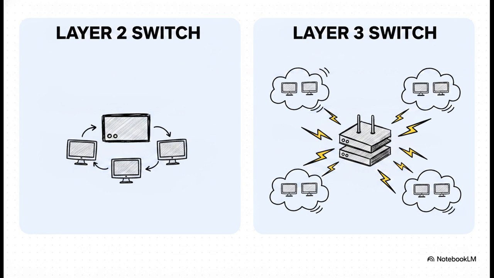Contrast that with a Layer 3 or multi-layer switch. Operating at the network layer, it has both a MAC address table and an IP routing table. It uses specialized ASIC hardware to perform high-speed IP routing between entirely different networks. Basically, think of a Layer 2 switch as navigating the hallways of a single office building, while a Layer 3 switch is navigating the global highway system connecting Sarah's cell provider to Max's Wi-Fi network.